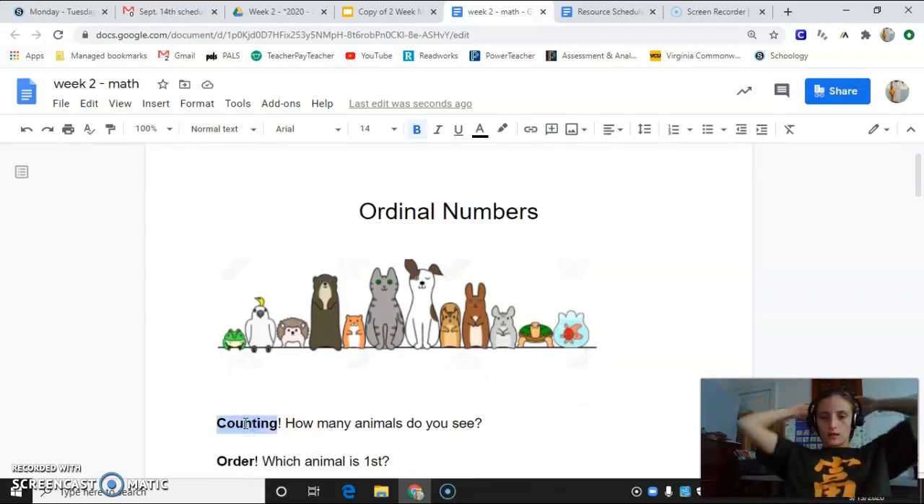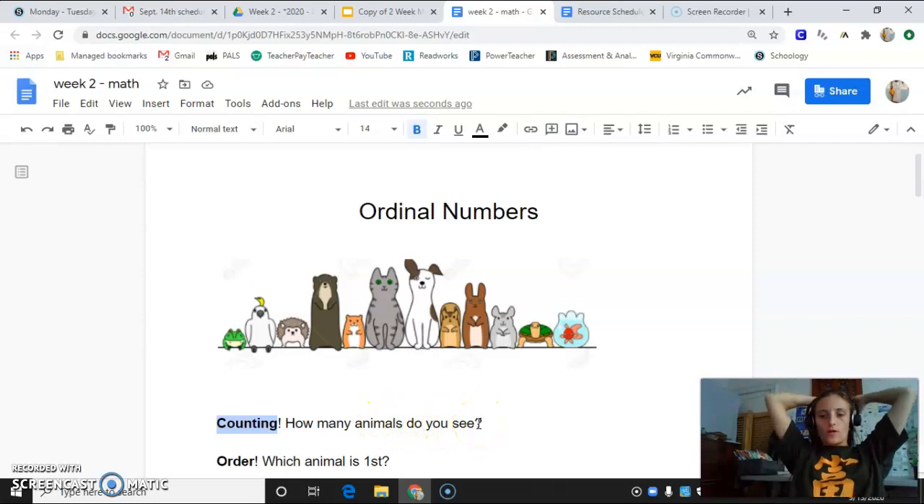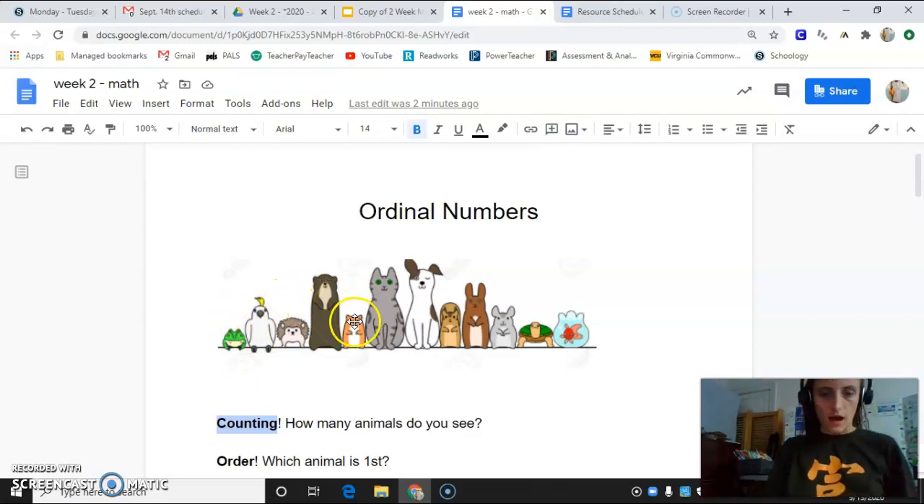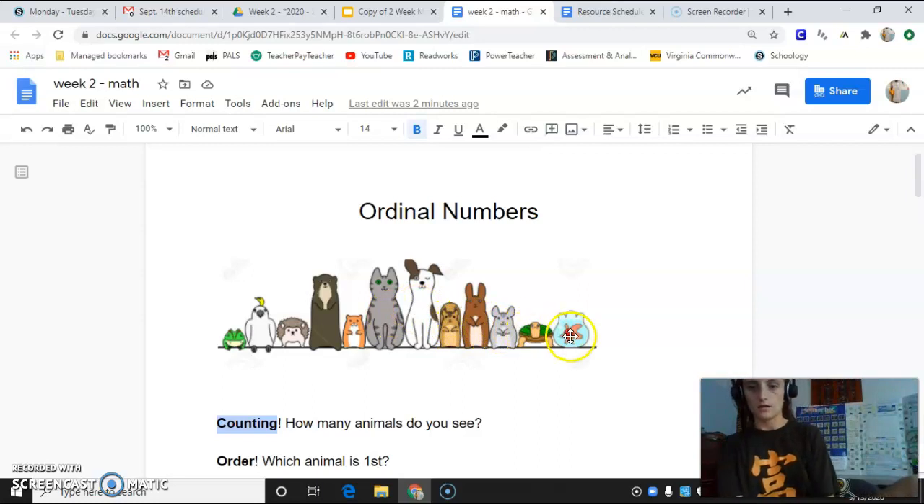We could say number one, counting. I could ask you, how many animals do you see? Go ahead and count. How many animals do you see on the line? Let's count them together. Starting with the frog. 1, 2, 3, 4, 5, 6, 7, 8, 9, 10, 11, 12.